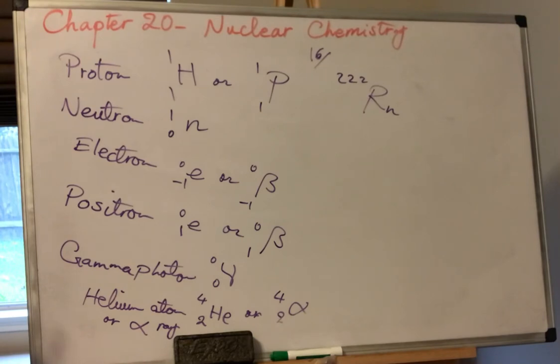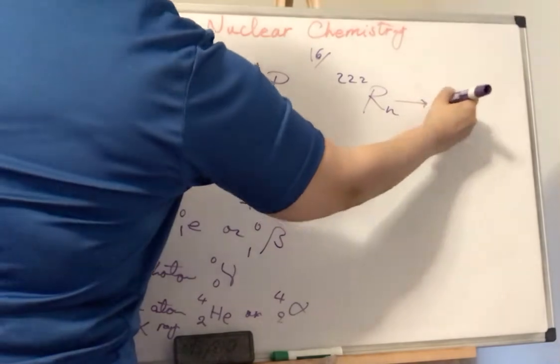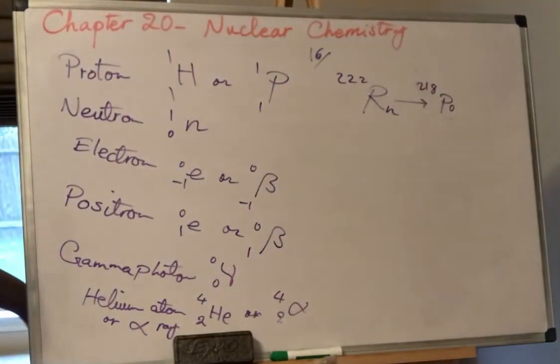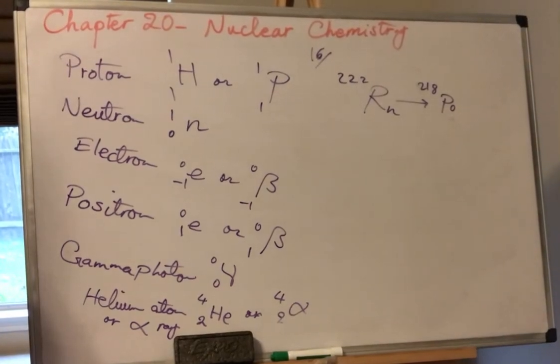So uranium-238 decays to radium-226, which in turn decays to radon-222. A radon-222 nucleus decays to polonium-218. So it changes to polonium-218 by emitting an alpha particle. Write the nuclear equation for this decay process.